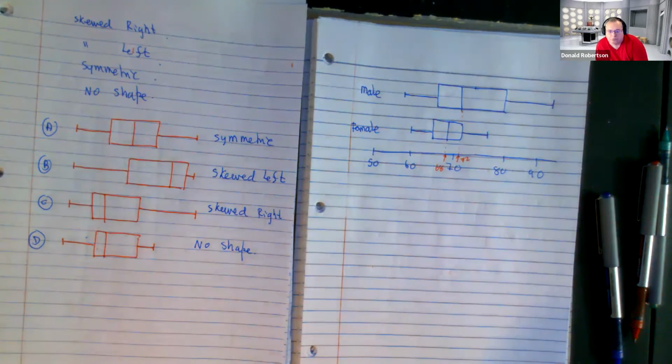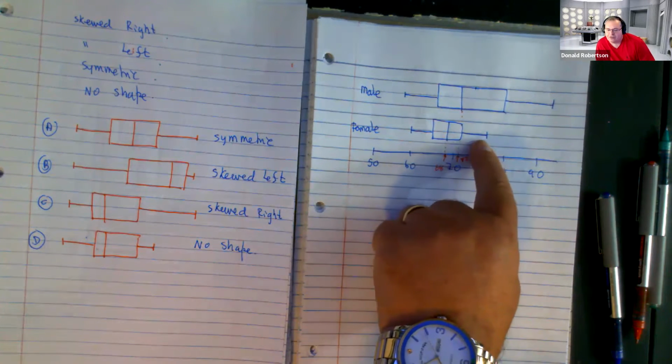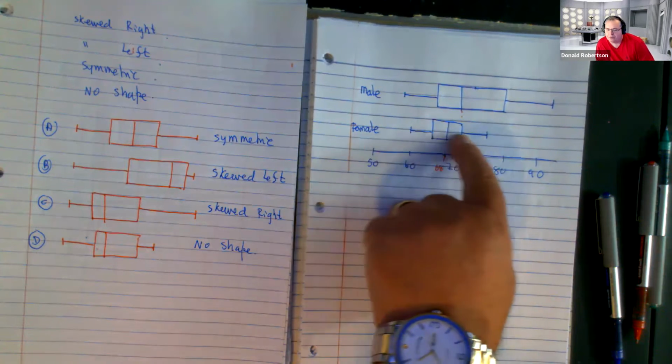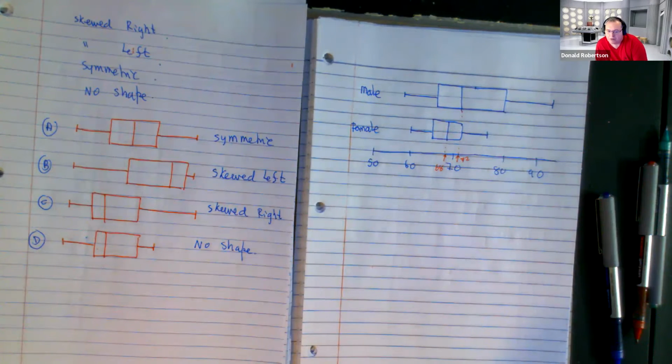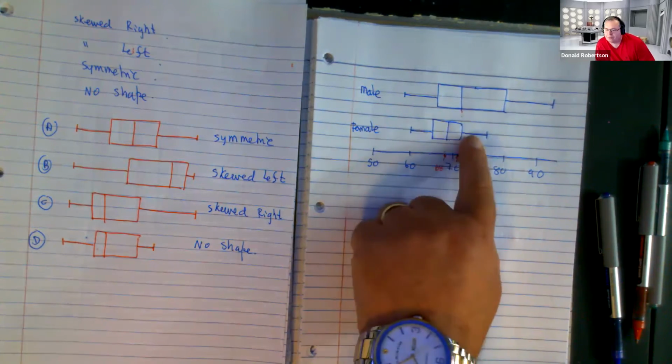Well, we could talk a little bit about shape. This is the females and all the different speeds that they went. Symmetric, skewed left, skewed right, nothing at all. What would you say? Symmetric? Yeah, would you get it roughly the same size?